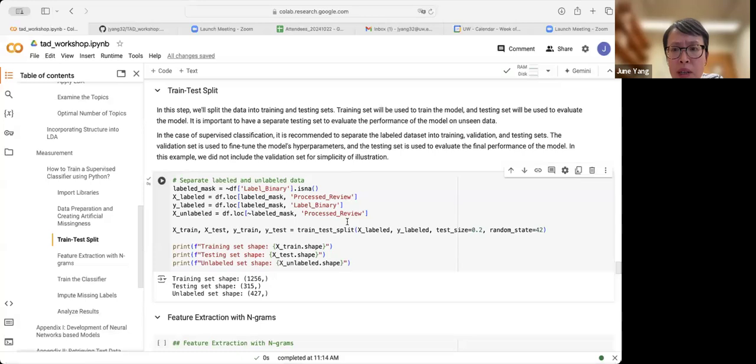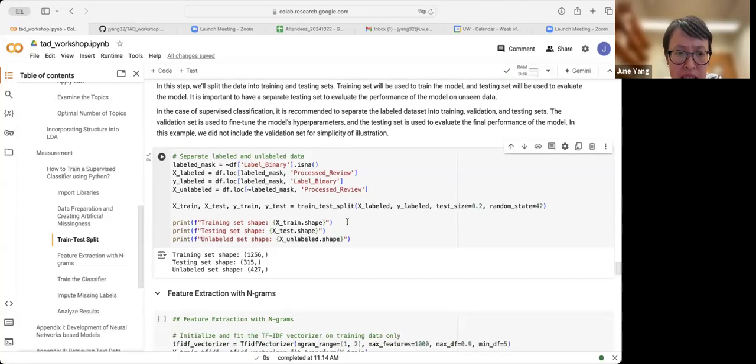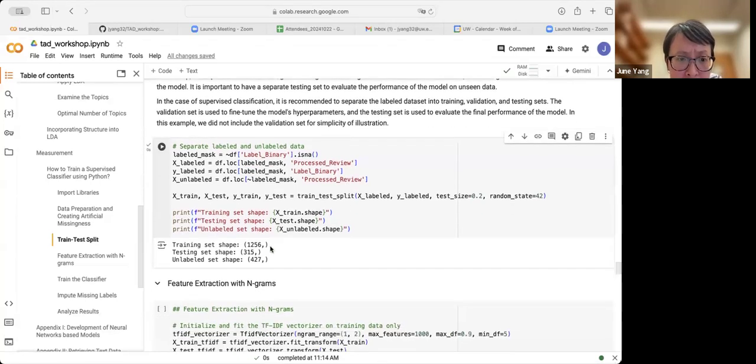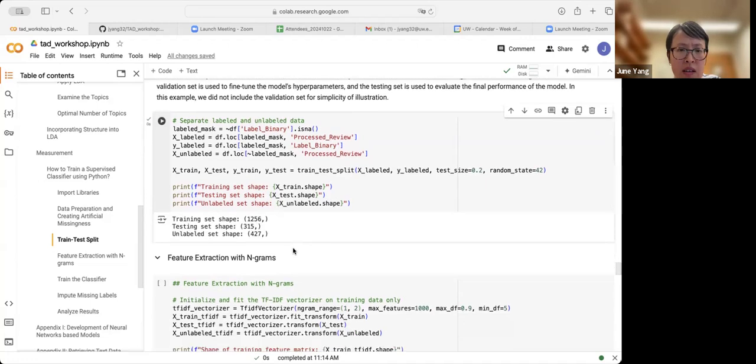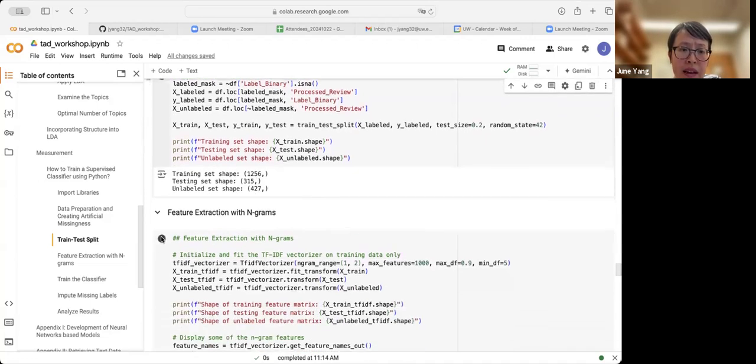So, but I will mention how we use it as we proceed. As we notice, what is the size of my training and of my testing data set? I have a little bit over 1K of training set, and I have around 300 observations to test out my model. And I also have 427 observations, which is missing. I don't have those labels.